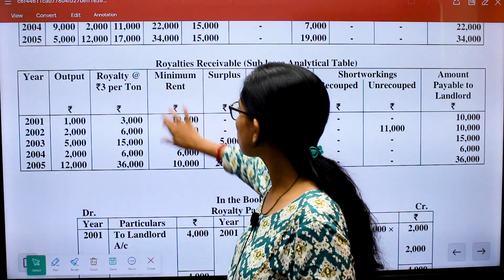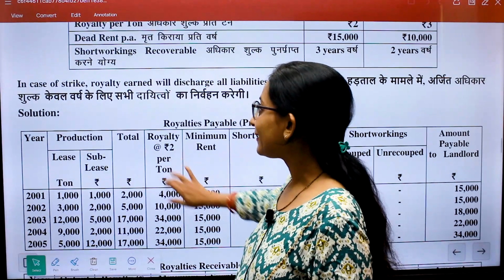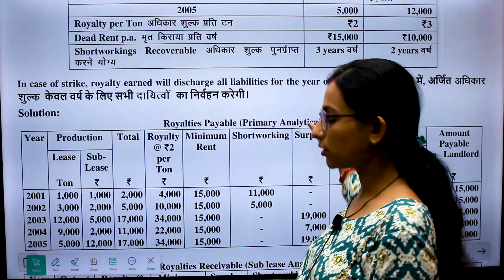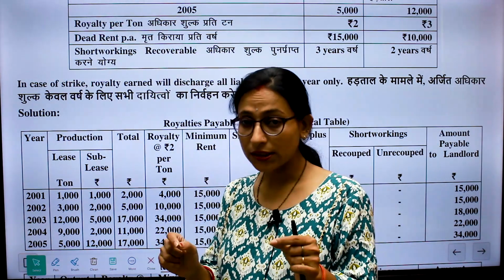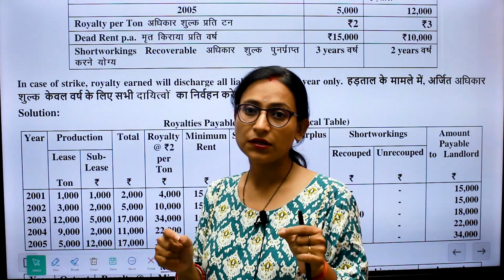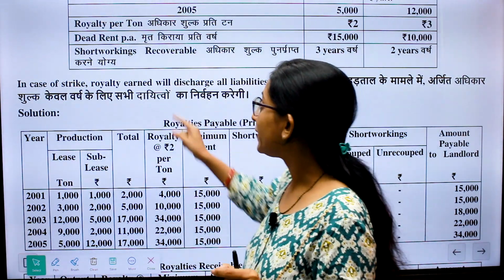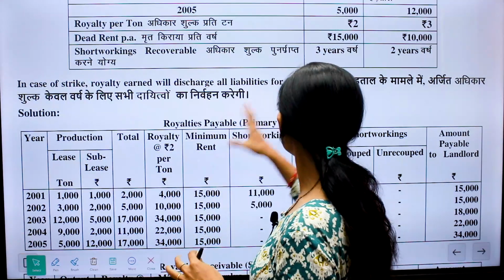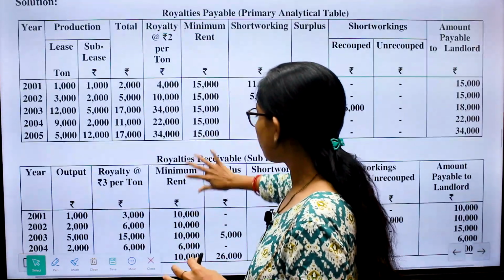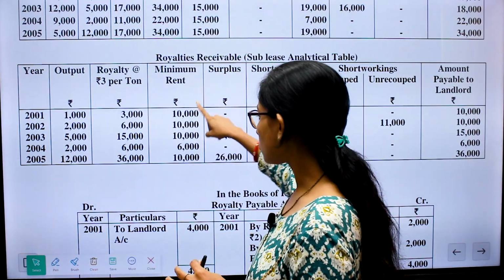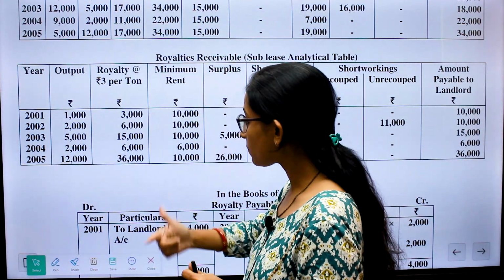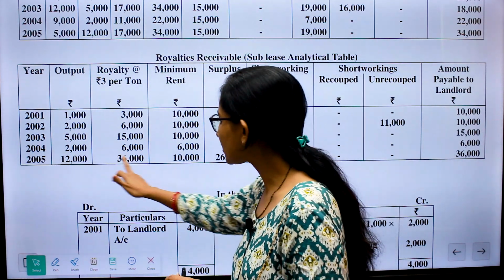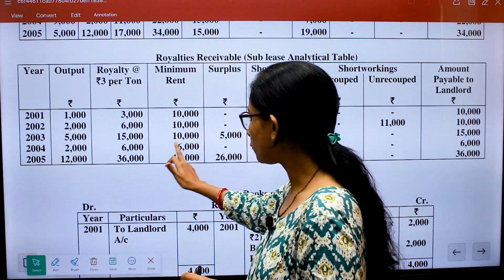Why? This is also written in the question, that in case of a strike, royalty earned will discharge all their liability for the year only, because for that particular strike period, whatever the royalty earned by the person will be considered as the minimum rent. In the fourth year, the minimum rent was 10,000, but he has paid only 6,000. Reason? Because there was a strike. So the royalty amount is considered as the minimum rent in the fourth year.